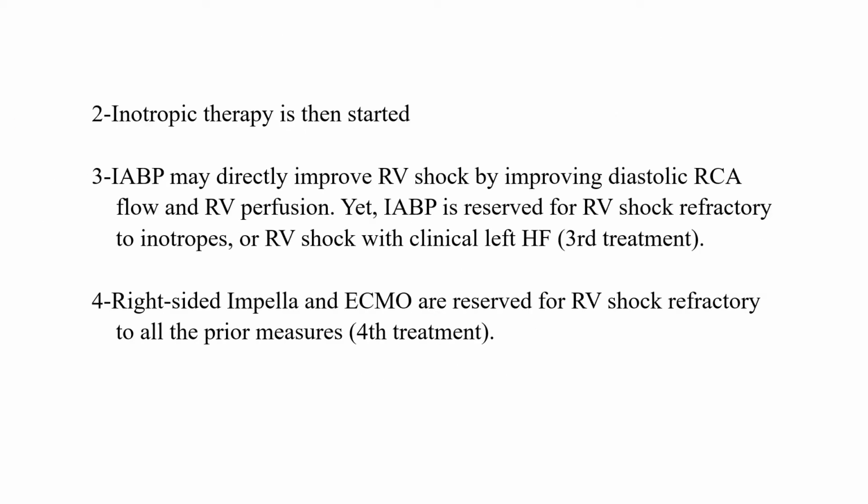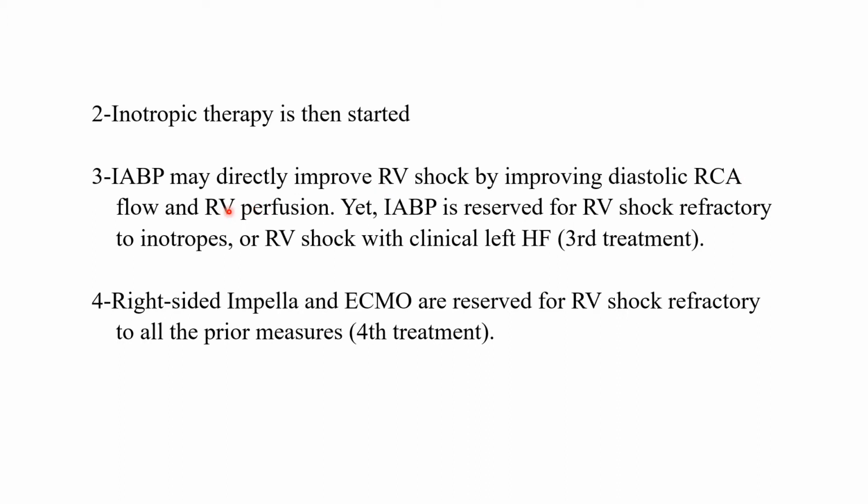Now, the second line of therapy, if the patient does not respond to fluid boluses or after he reaches that 10 to 14 millimeter of mercury of RA pressure, is inotropic therapy. The third line of treatment is balloon pump. Now, how does balloon pump help RV shock? It's really a direct effect on RCA flow and RV perfusion. Balloon pump increases diastolic RCA flow and therefore increases RV perfusion directly.